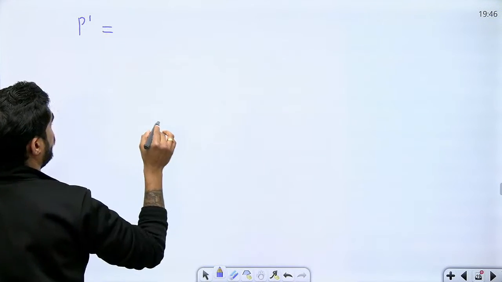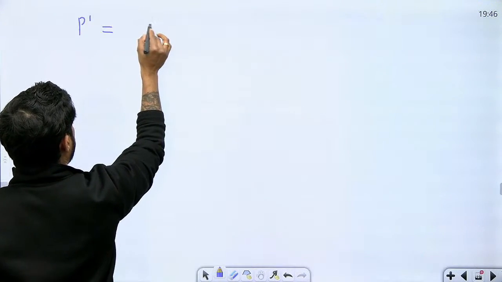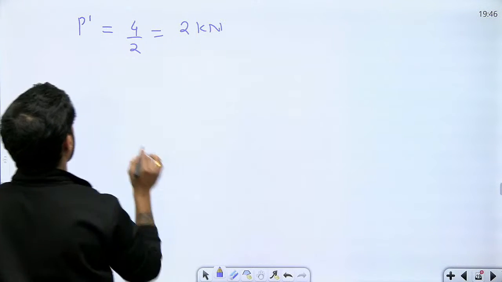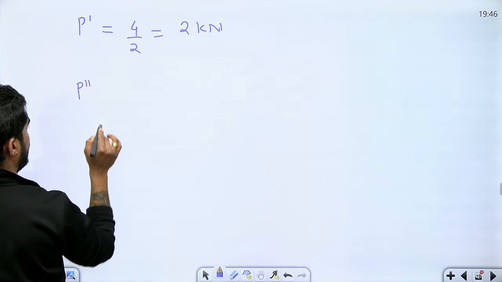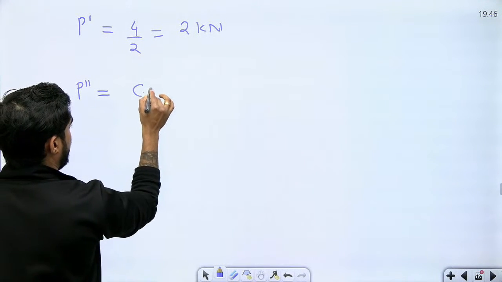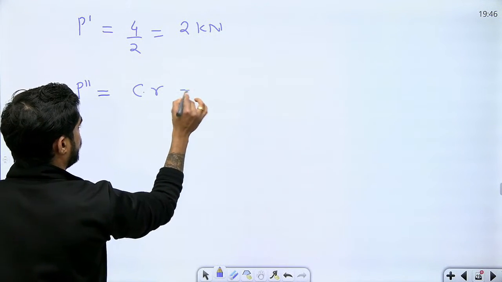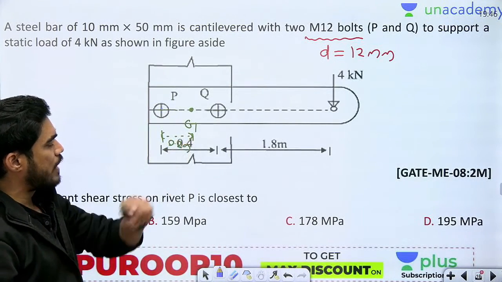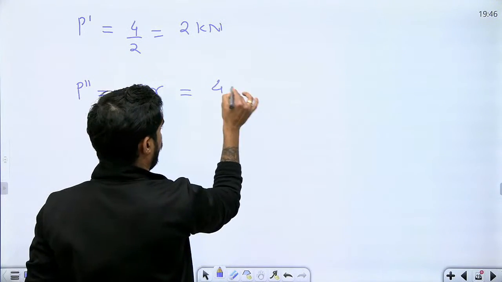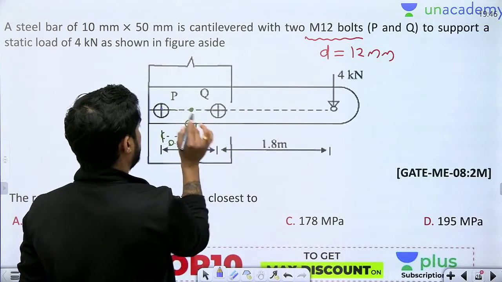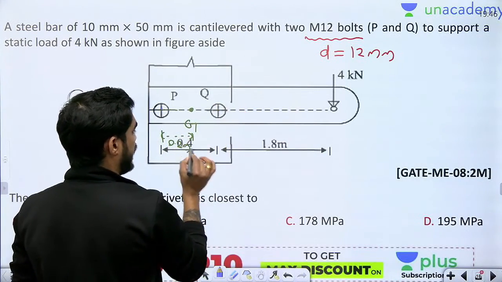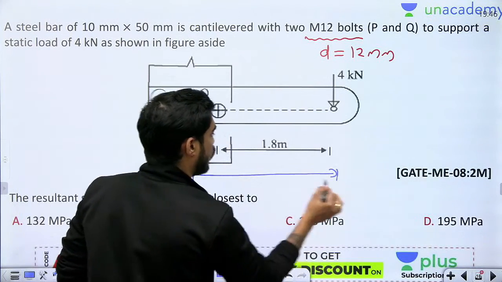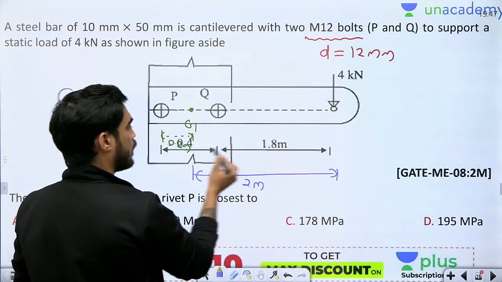P dash is going to be what? P by 2. P dash will be P by 2, means 2 kilonewton, and secondary force will be C into R. Now what will be the constant beta? PE upon R1 square plus R2 square. So it will be 4 kilonewton into E. E कितना है मेरे भाई? यहाँ सेंट्रॉइड से लेके यहाँ तक का डिस्टेंस, what will be the total distance? From here to the load, what will be the total distance? It will be 2 meter, right?